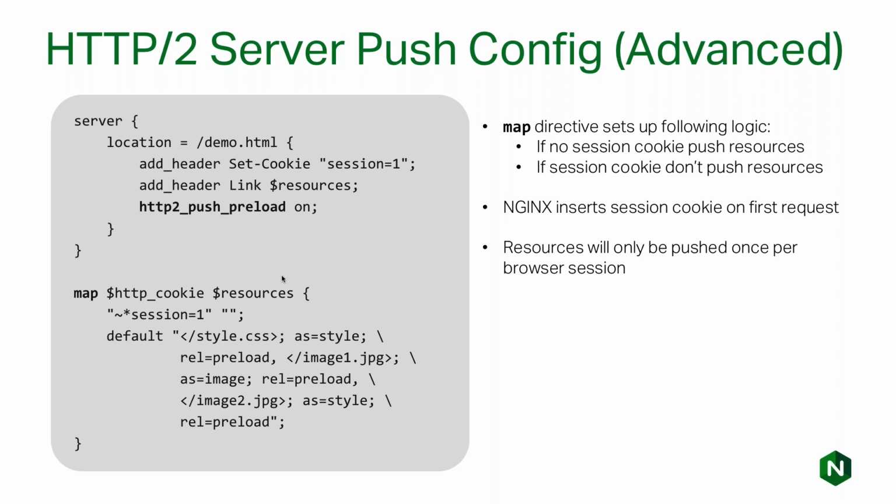We also generate a link header, and we use a map to create that link header conditionally. With the map, if the cookie does not exist, then the link header identifies the resources that the client should preload. If the cookie does exist, then the link header is empty. And finally, our push preload on intercepts that link header and starts pushing resources. If the link header is empty, the client has the session cookie, then we don't push anything. The assumption then is that the client has already retrieved the dependent resources because it's retrieved the primary resource previously. However, if the cookie is not present, then the link header identifies the dependent resources and we actively push those dependent resources to the client.